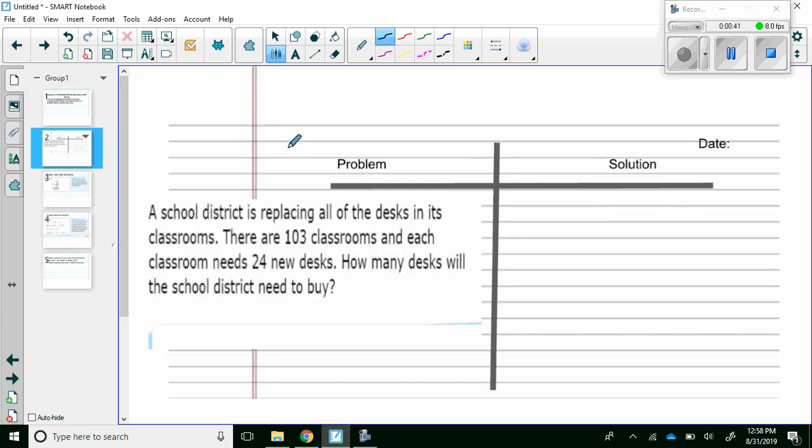Today's problem is: a school district is replacing all of the desks in its classrooms. There are 103 classrooms, and each classroom needs 24 new desks. How many desks will the school district need to buy? Please pause the video to work this problem on your own. When you're ready to check work with others, please press play.